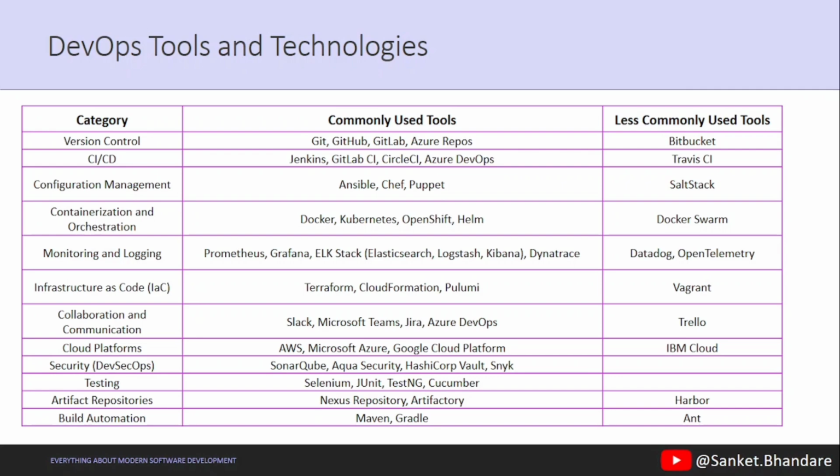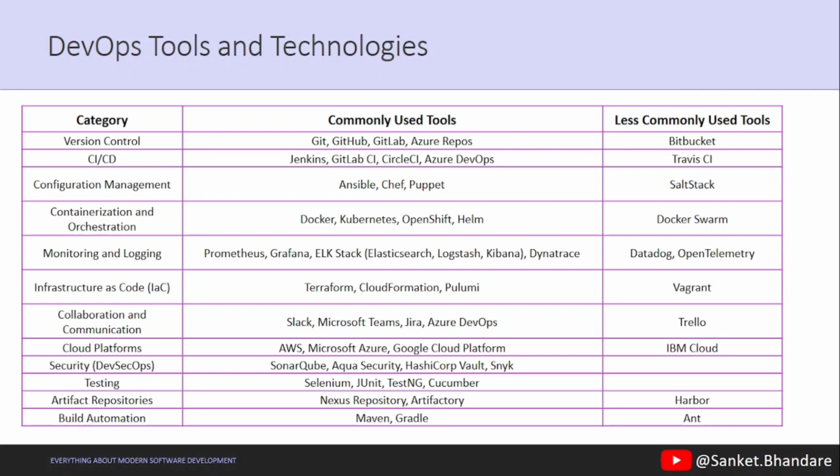Jenkins is a widely used and well-known tool for CI/CD. People also use GitLab CI, CircleCI, Azure DevOps, GitHub Actions, GitLab Actions, etc. For configuration management, Ansible is widely used. For containerization and orchestration, Docker, Kubernetes, and Helm are widely used in the market.